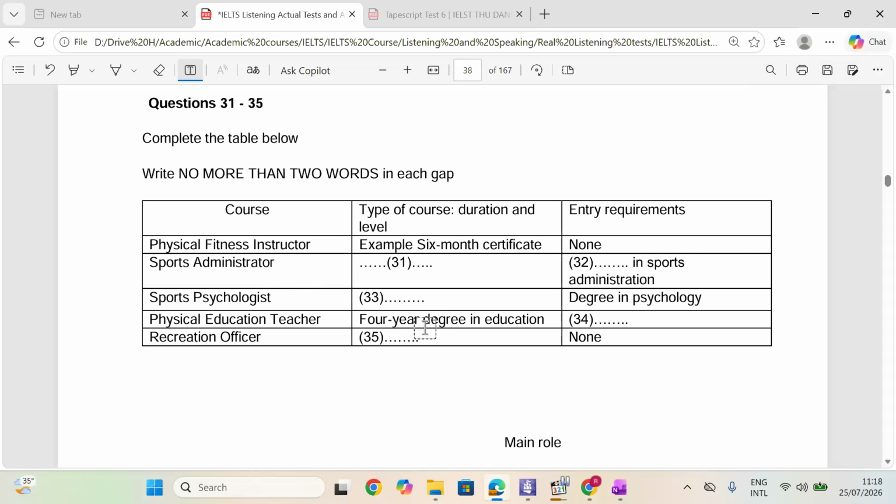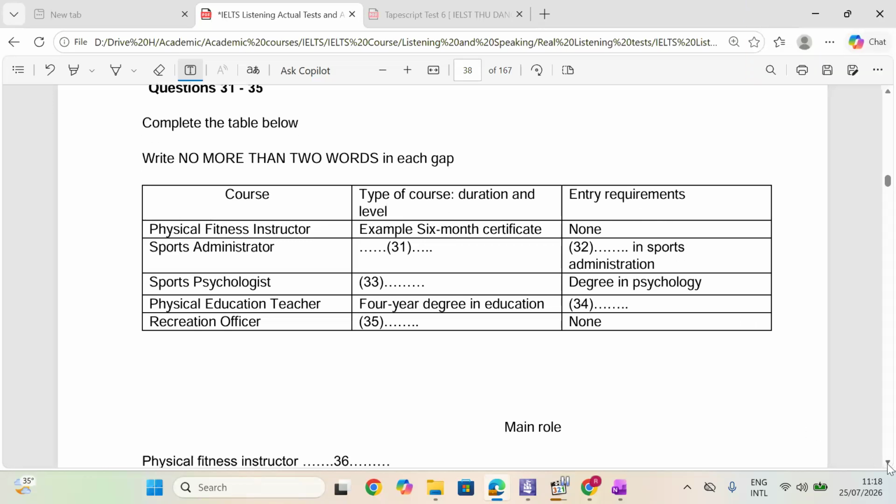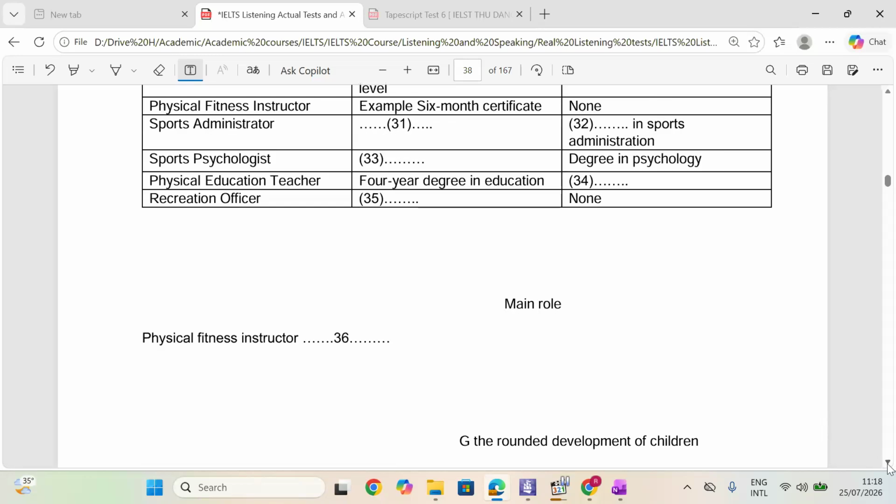It's about a bunch of courses. Yes, that's a variety of courses here, a collection of courses: physical fitness, sports administrator, sports psychologist. So there are almost like 6 courses here. We need to find the duration and level of each, and entry requirements for each. They're all about physical activity.